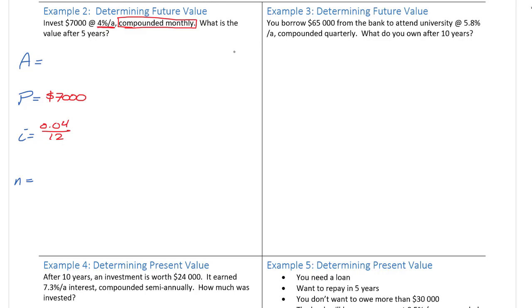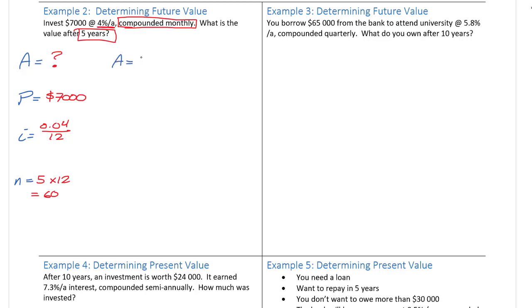Now, N represents the number of compounding periods. We're doing this for 5 years. So 5 years, but they're going to add the interest onto this loan or this investment 12 times each year because it's compounded monthly. So we have to multiply by 12. So that's going to be 60. All right, so pretty easy for this first one. What we're looking for is, what is the value after 5 years? What's it going to be worth?